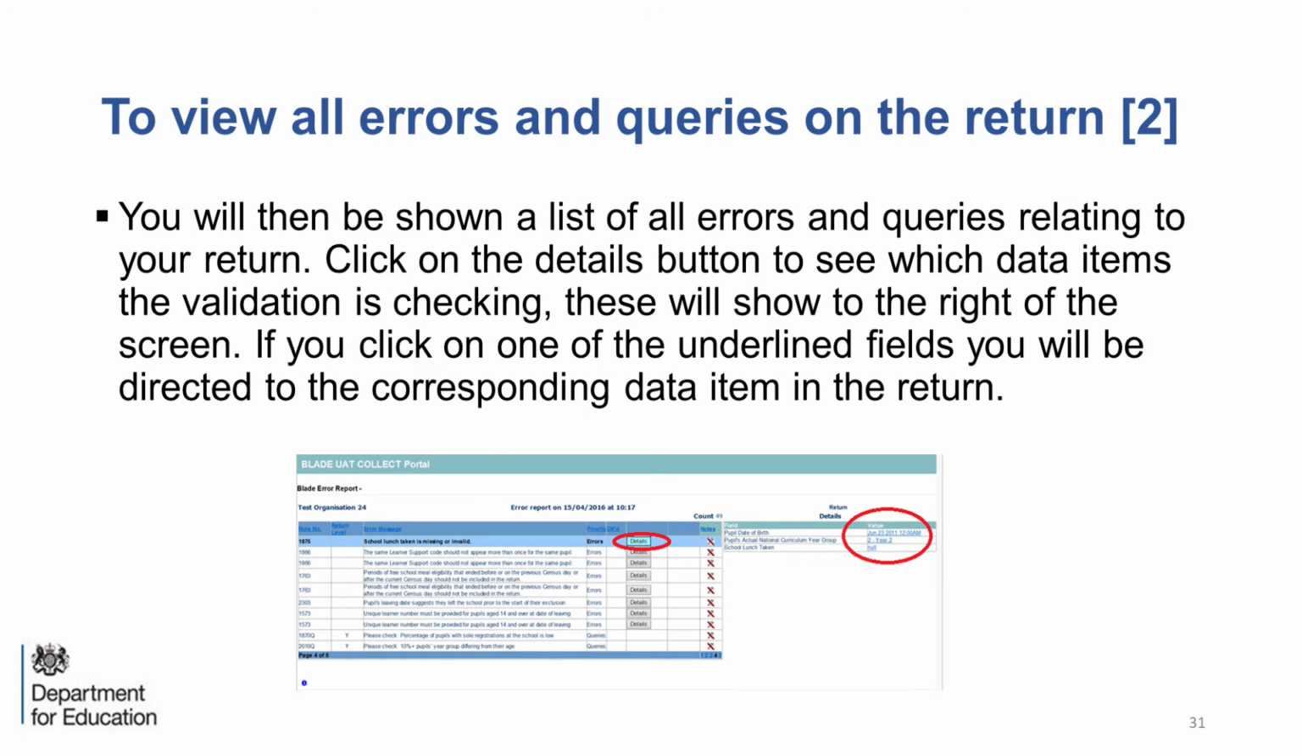You will then be shown a list of all the errors and queries relating to your return. Click on the Details button to see which data items the validation is checking. These will show to the right of the screen. If you click on one of the underlined fields, you will be directed to the corresponding data item in the return.